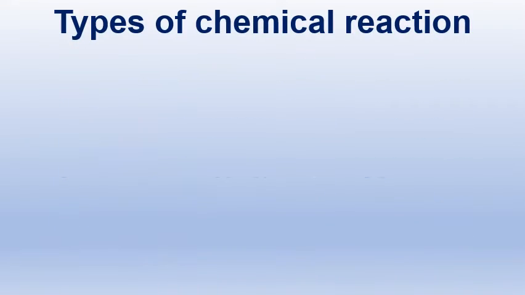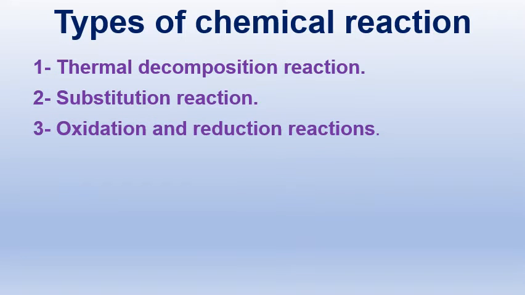And now let's go to see the types of chemical reaction. In this year, you have 3 types of chemical reaction. Number 1, thermal decomposition reaction, number 2, substitution reaction, and number 3, oxidation and reduction reaction. In this video, we will talk about the first type only, which is thermal decomposition reaction.